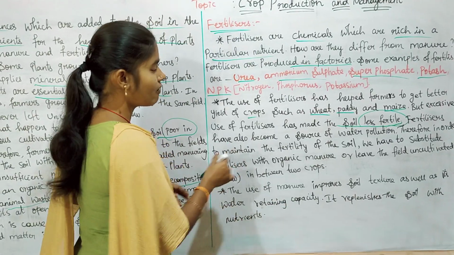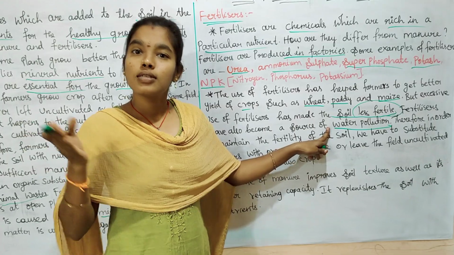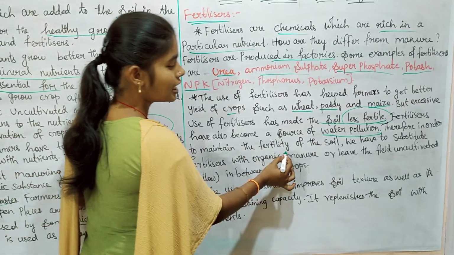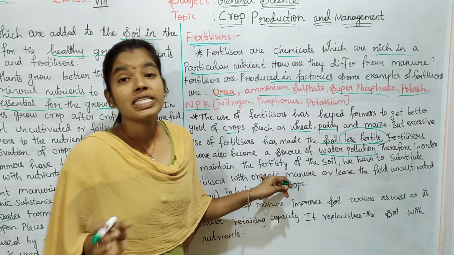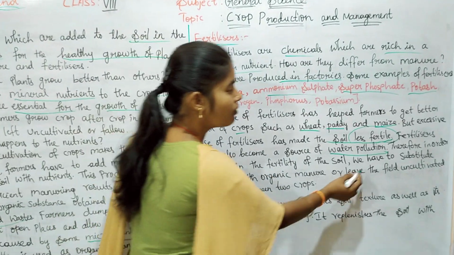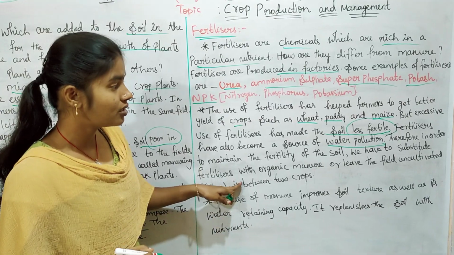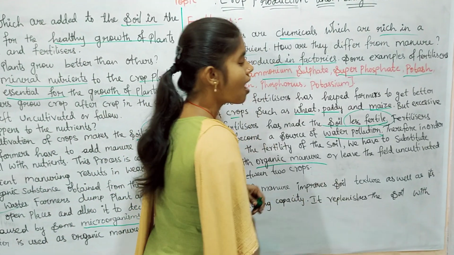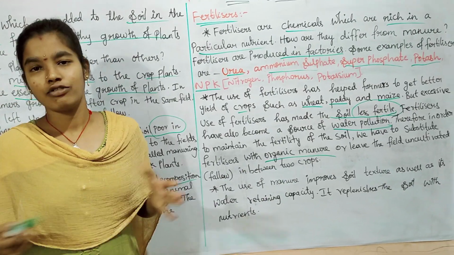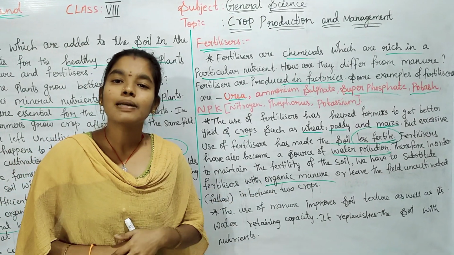Fertilizers have also become a source of water pollution. Therefore, in order to get a good yield, we have to maintain the fertility of the soil. For that purpose, we have to substitute fertilizers with organic manure, and leave the field fallow between two crops.